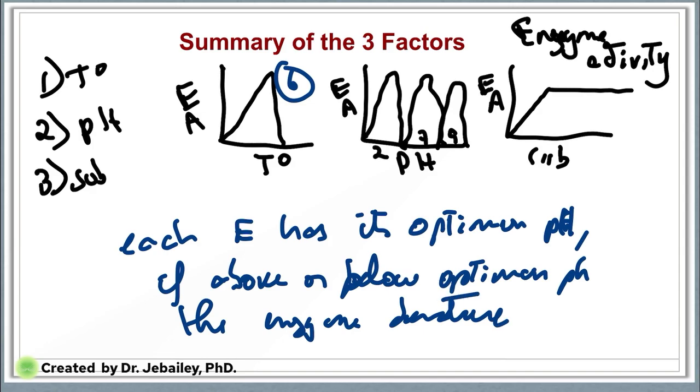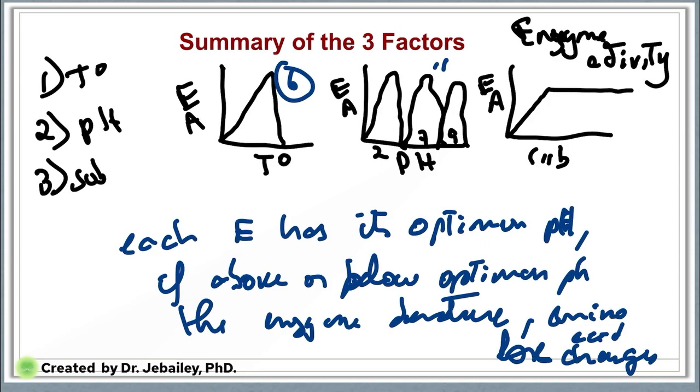So above or below the optimum pH, the enzyme denatures. That means the amino acids lose charges. So remember, the amino acids lose their charges because if you change the pH, you change their charges. So that's the nature. And of course, you have the point by drawing the graph.